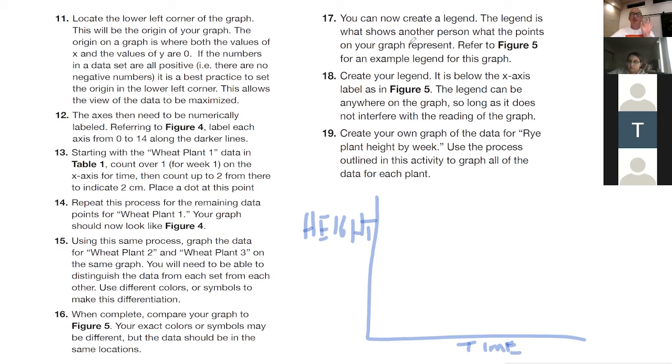Always make sure that you have units present. If I just have height and time, I don't know what that means. The height in what? Feet, inches, centimeters, yards, miles. I don't know what you're measuring in. So in brackets, we put centimeters. And time, again, I don't know what that is. Seconds, weeks, months, years, I don't know. So brackets, weeks. Always have units on your axes, because that's the only way I'm going to know exactly what it is I'm looking at.